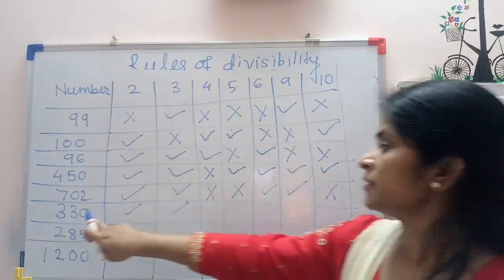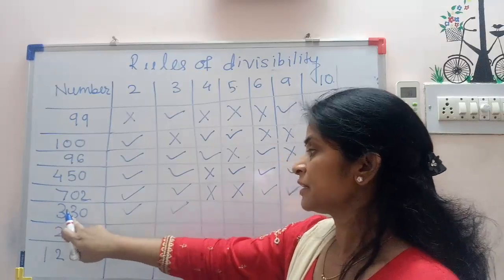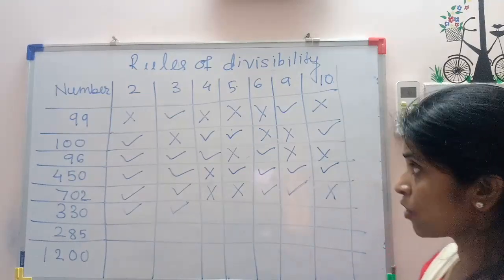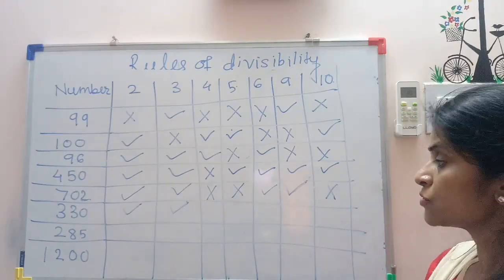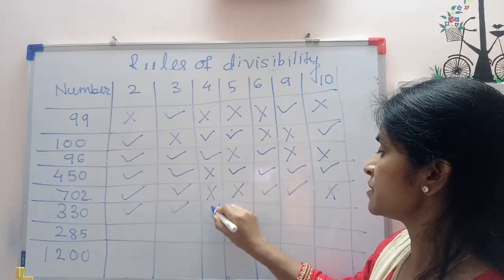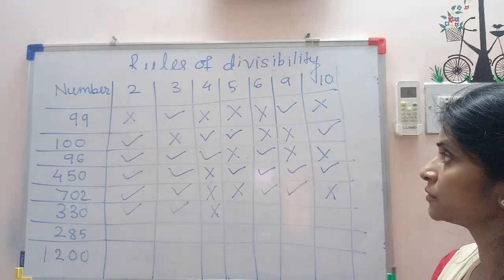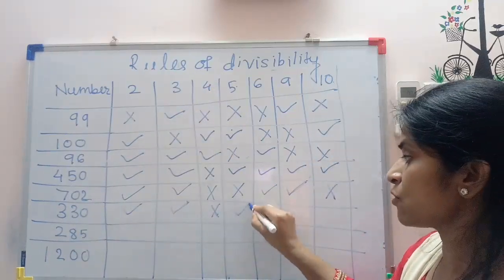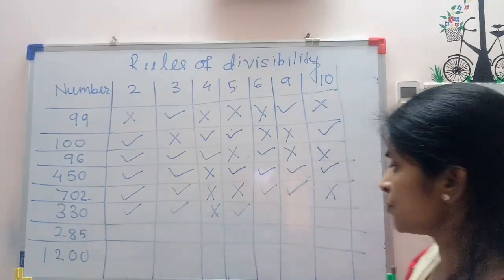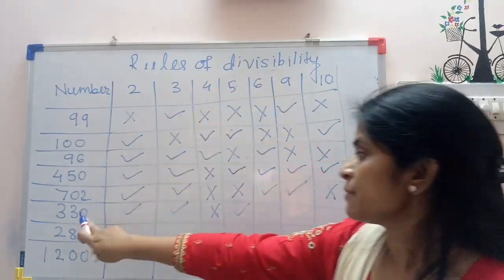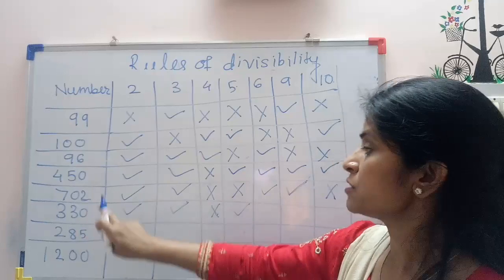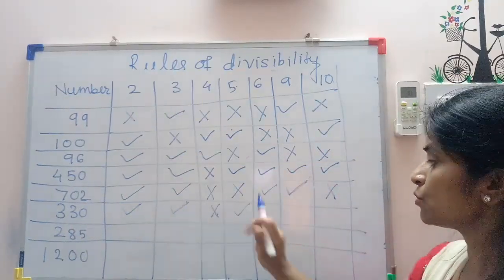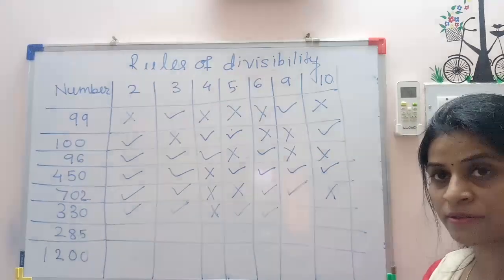Now, divisibility by 4. Now, 330, last two digits are 30. Now, this 30 is not divisible by 4. So, the given number is not divisible by 4. Now, the given number is divisible by 5 because 330 ends in 0. Is it divisible by 6? Yes, because 330 is divisible by 2 and divisible by 3. So, it is also divisible by 6.